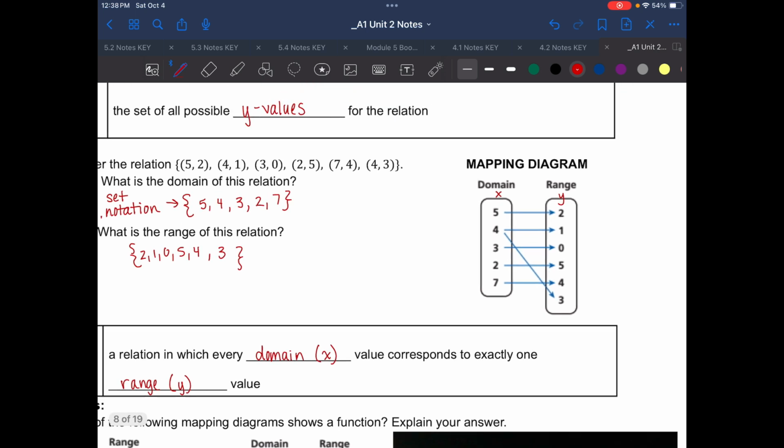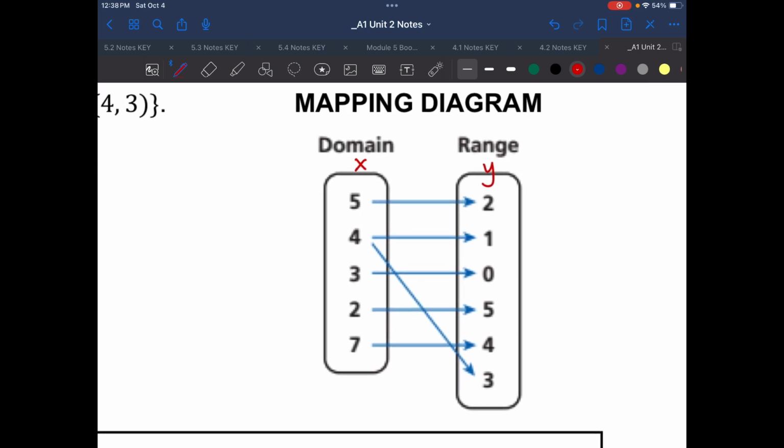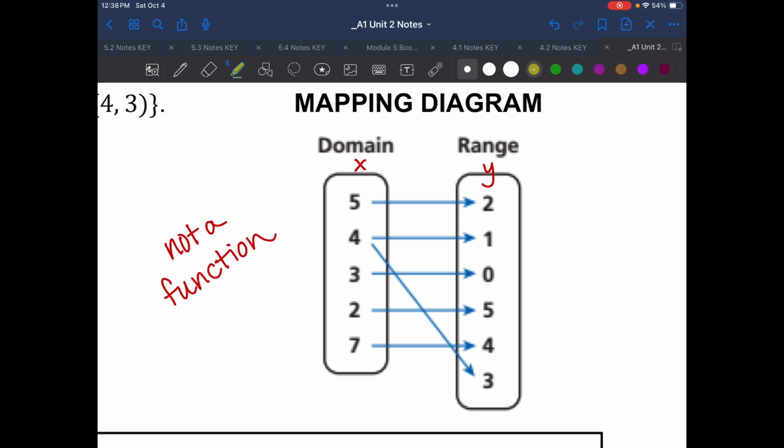Let's look back at this relation that we had just looked at. If we look at the mapping diagram, this is a function if every value in the domain goes to exactly one value in the range. This relation is not a function. It does not match that rule. The majority of our domain values go to exactly one range value. 5 is in our domain, it goes to 2, and that's it. 3 goes to 0, 2 to 5, 7 to 4. But 4 in our domain maps to 1 and 3, 2 values in the range. So that would not be a function.